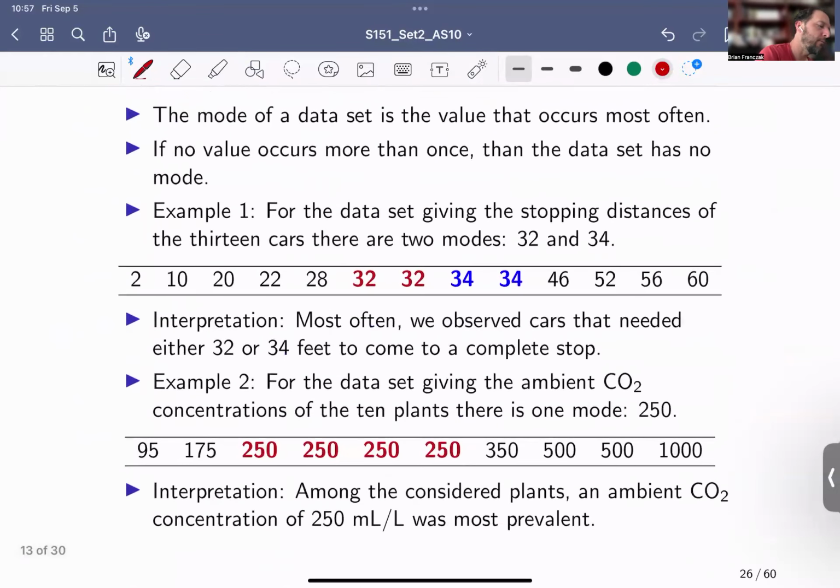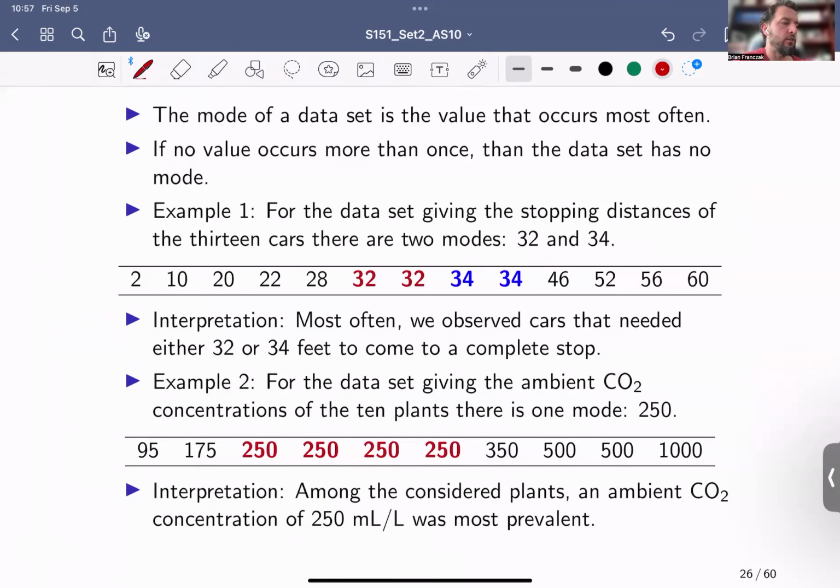Okay, the last example is the mode. The mode is typically the easiest value to find. It's simply the value that occurs the most. Okay, so for example, with data set number 1, there are two modes, 32 and 34, because 32 and 34 both occur twice in the data set. That's more than any other value, so we have two modes. With the second data set, the mode is 250, because 250 occurs 4 times, so the modal number is 250 because it occurs more than any other value.